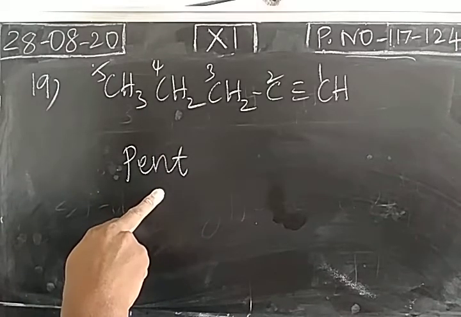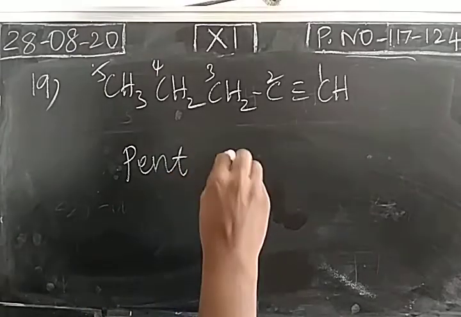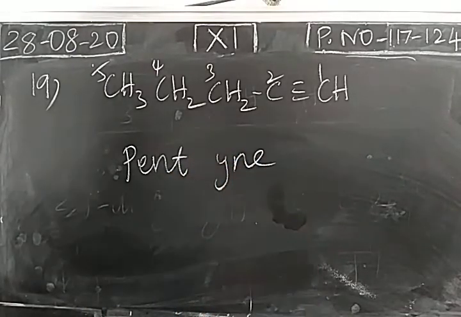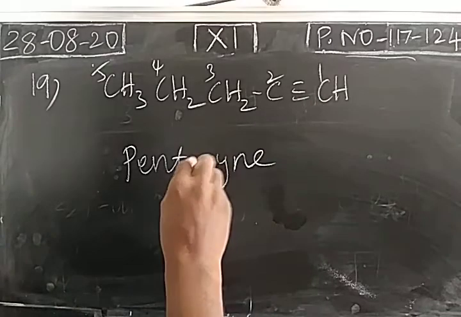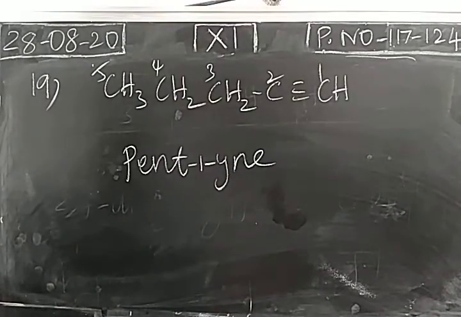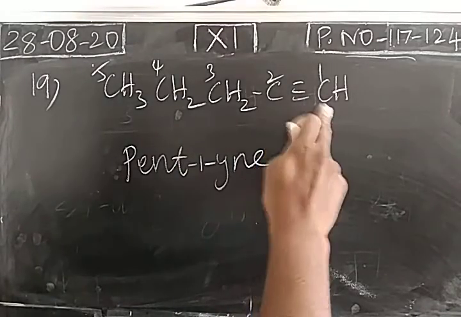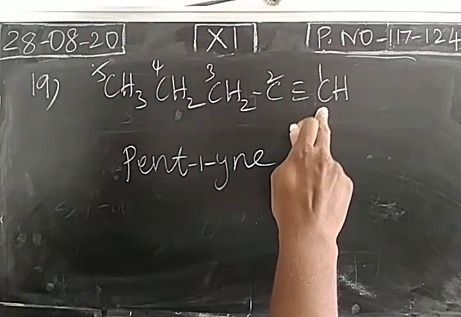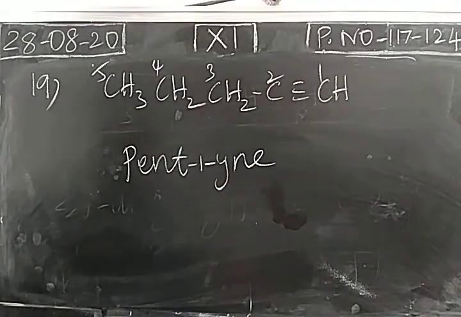So root word pent. Triple bond is present. For a triple bond, the primary suffix is yne and its position is 1. The triple bond is present between the first and second carbon, so we take the lowest number 1. So pent-1-yne. We don't have a secondary suffix due to the absence of a functional group.